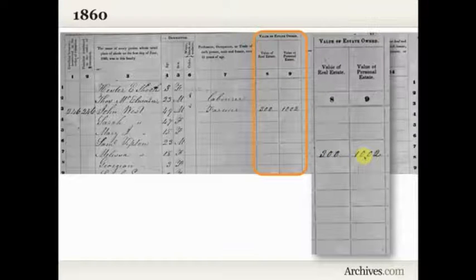So we see that this person is stating that he owned $300 worth of real estate and $1,002 worth of personal estate. Now, it's important to note, both in 1850 and here in 1860, where we're talking about the value of real estate and the value of personal property, that is very subjective. The census taker is just going to write down what the person told them. They're not actually going out and doing a valuation on the property. So it's very subjective. And this is an area where people may not have been exactly forthcoming, exactly truthful with the census taker, because a lot of people felt that it wasn't any of his business. So, sometimes they would just throw a number out, or they would just refuse to answer.